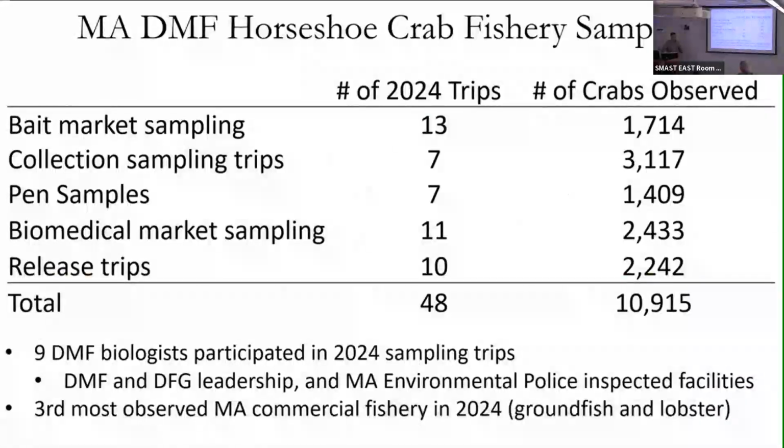DMF and DFG leadership, so Division of Marine Fisheries and Department of Fish and Game, which is an agency above us, their leadership, and Mass Environmental Police inspected facilities. This is the third most observed fishery we have in the state behind only groundfish and lobster. So there's a lot of eyes on this fishery.